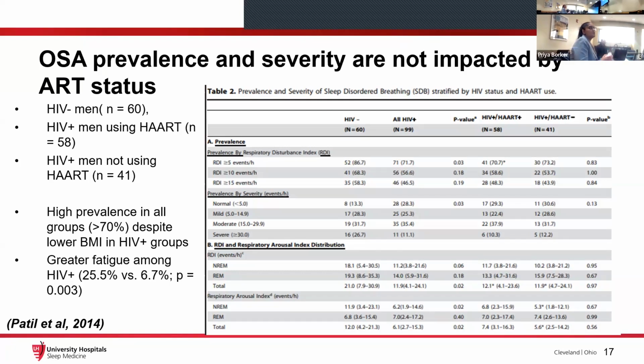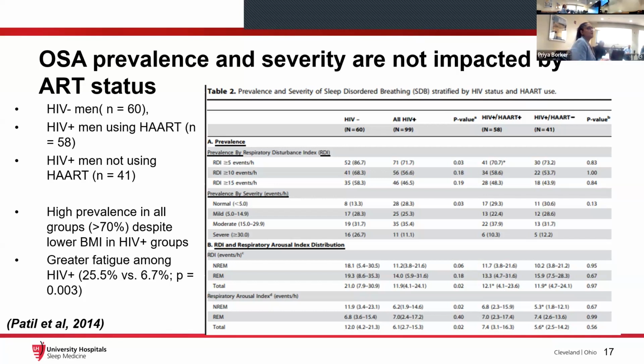This was a study by our very own Dr. Patil back in 2014, in which they looked at sleep apnea prevalence and severity between people with and without HIV, and also took a look to see if that prevalence and severity was different by ART status. And so this study had a very, very high prevalence of sleep apnea in all the 3 cohorts, ranging from 70 to 80%, depending on the subgroup that was analyzed.